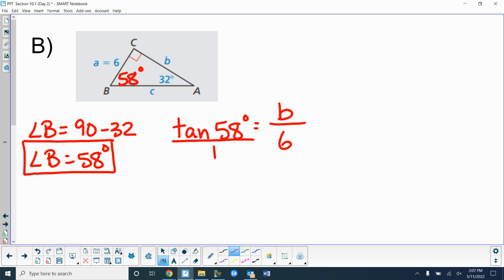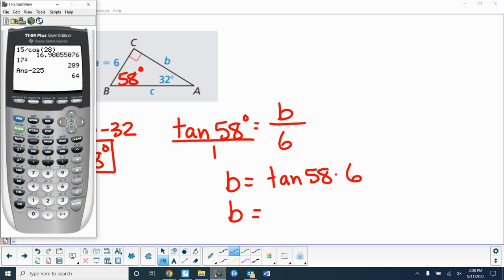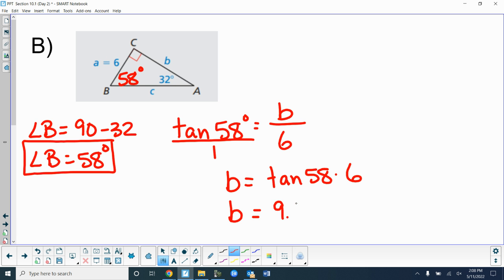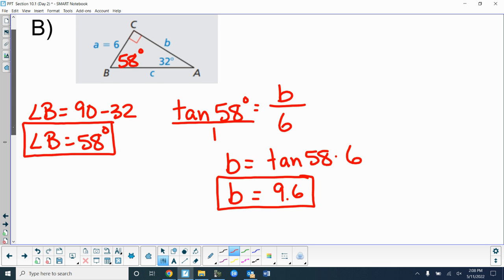If I make that a proportion, putting the left side over 1, I get 1 times B equals tangent of 58 degrees times 6. So I hit my tangent button, 58, close it off, times 6. We get 9.60, so I'm going to put 9.6 as my side B. It's okay to use decimals when we're doing these answers.